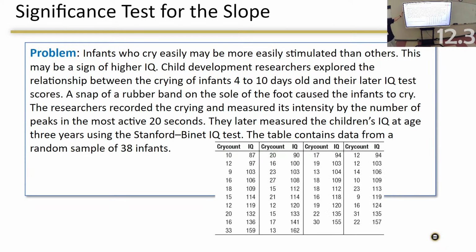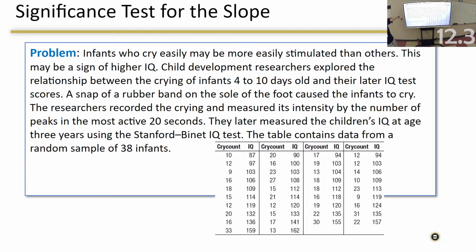Real quick, infants who cry easily may be more stimulated than others. This may be a sign of higher IQ. Child development researchers explored the relationship between crying of infants and IQ test scores at 4 to 10 years old. A snap of a rubber band made them cry. That's so mean. Later, they measured the child's IQ after 3 years.